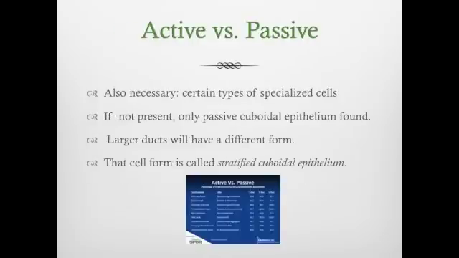What's also necessary are certain types of specialized cells. If they aren't present, only passive cuboidal epithelium is found. Large ducts will have a different form called stratified cuboidal epithelium, and the difference between which will be explained later.